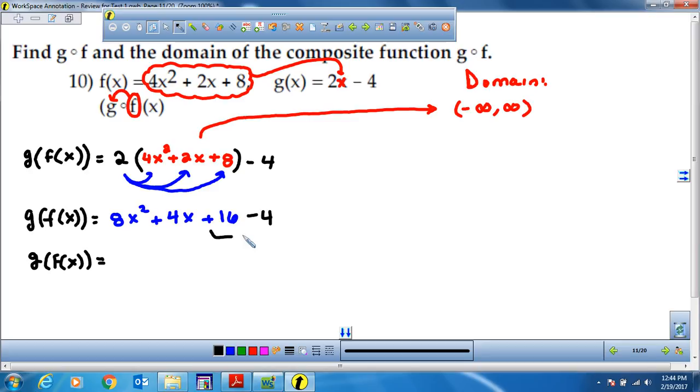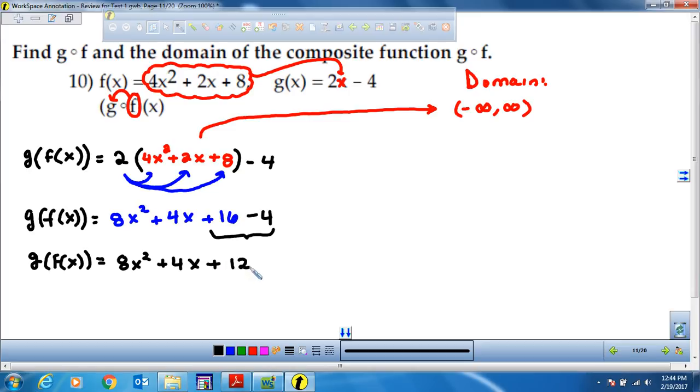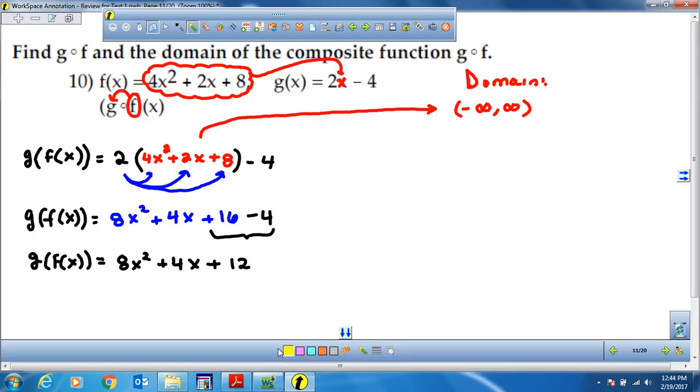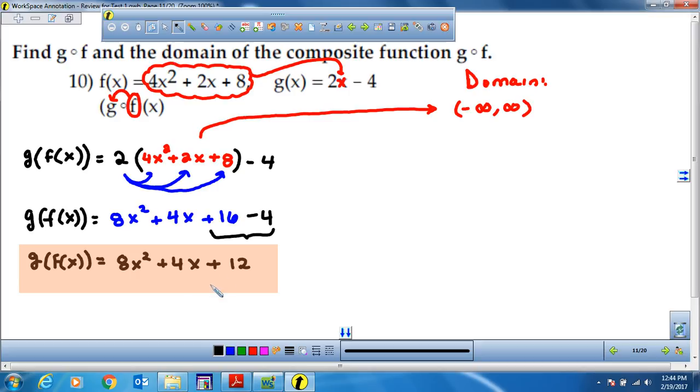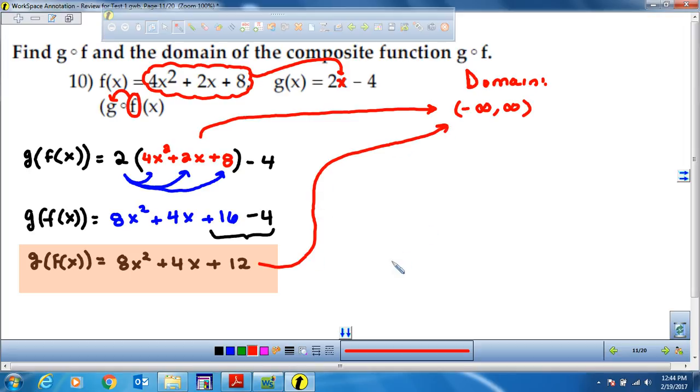So the like terms will be these last two. So we're going to have 8x to the second power plus 4x plus 12. And now if you look at this final function that we obtained, it does not contain any x on the denominator, right? And does not contain x inside of a square root, which are the only functions that have exceptions or exclusions in the domain. So that means this function has a domain of negative infinity to positive infinity. That's how we find the domain of a composite function.